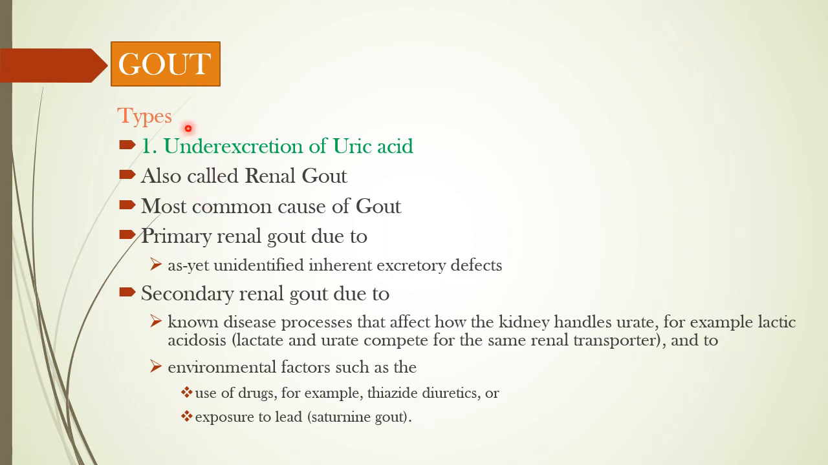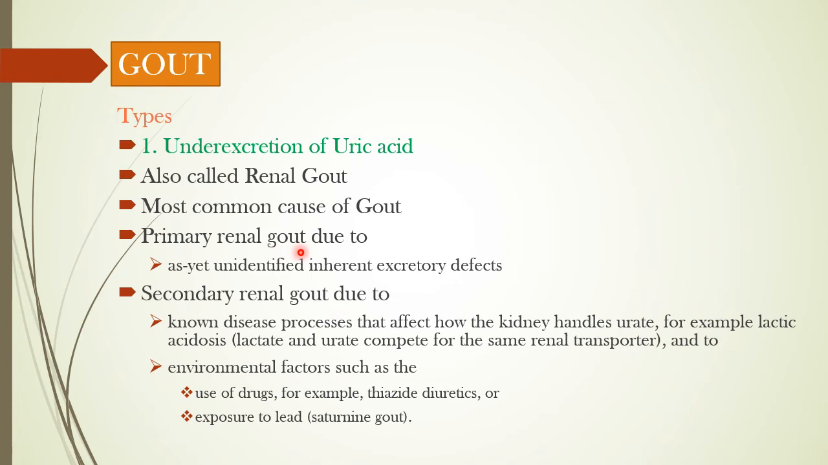Types of gout. There are two types of gout, renal gout and metabolic gout. But the most common cause of gout is renal gout, and renal gout is due to under-excretion of uric acid, which indicates that the kidneys become unable to clear uric acid from the body. There are two further types of renal gout. First is primary renal gout, another is secondary renal gout.